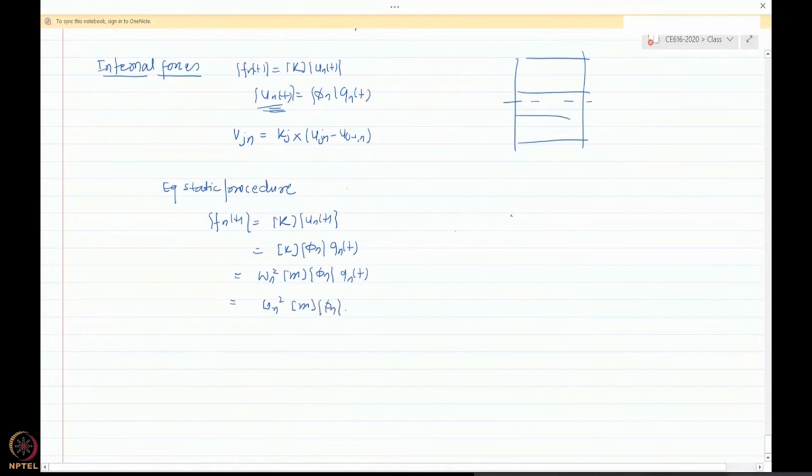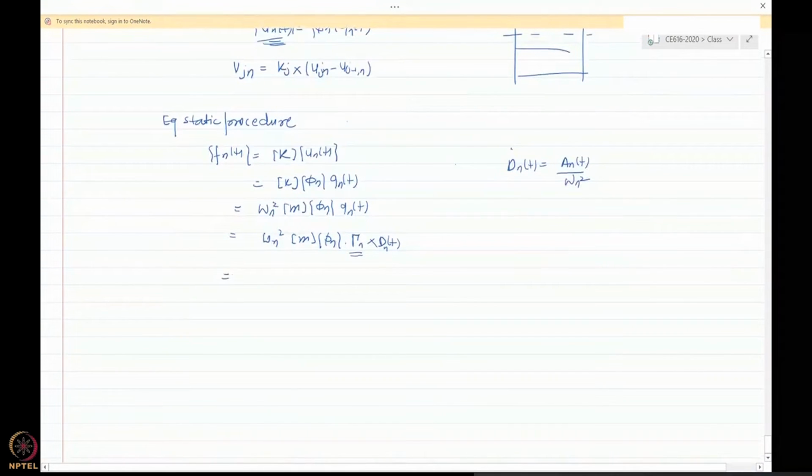If you look at Qn(t), it is nothing but the modal participation factor gamma n times the Dn(t) that you obtain, where Dn(t) is the response of the single degree of freedom system without any factor gamma n. It is also related to acceleration in the same mode. These are pseudo accelerations. Utilizing this relationship, we can write gamma n and omega n square, and Dn(t) is basically An(t).